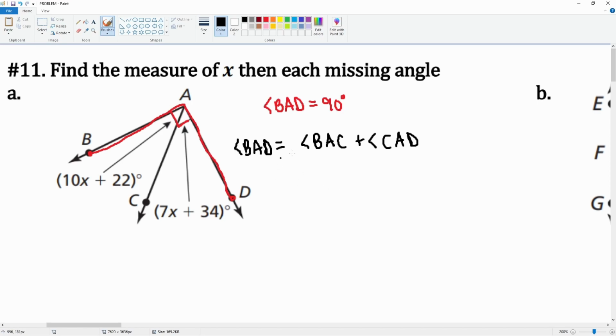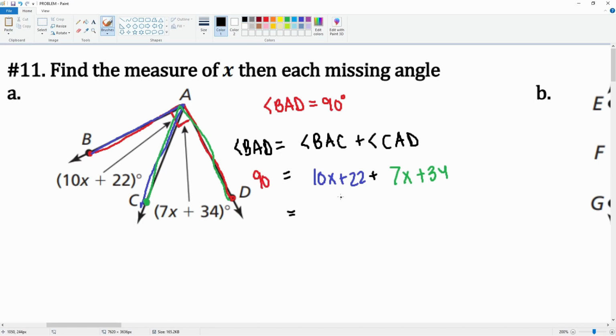All right, so now we can plug it back in. BAC, which is right here, it is 10x plus 22. We're gonna add that to angle CAD, which is green, 7x plus 34. And we know that it's the entire 90 degrees.